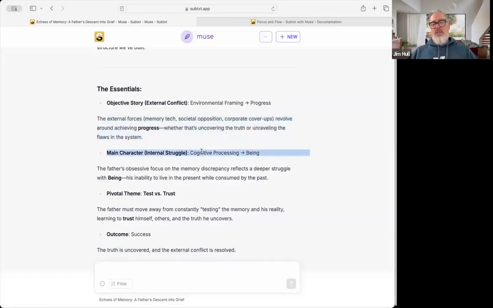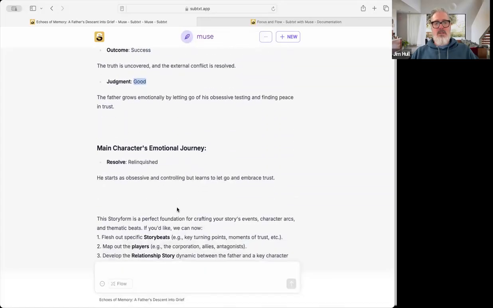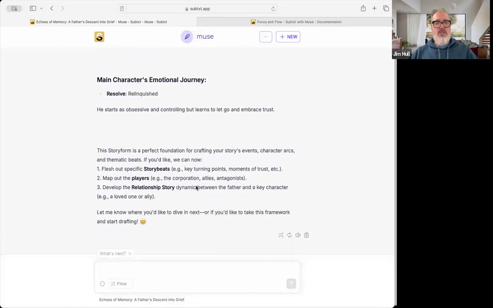And then it also figured out the main character's personal thing. If there's somebody who is completely obsessive and always testing, the concern, the focal point, would be, can you just be, instead of always testing stuff, always checking in, making sure. What is that specifically, you would get into more. It already assumed that you got the success, already assumed it was good, already got the relinquished.